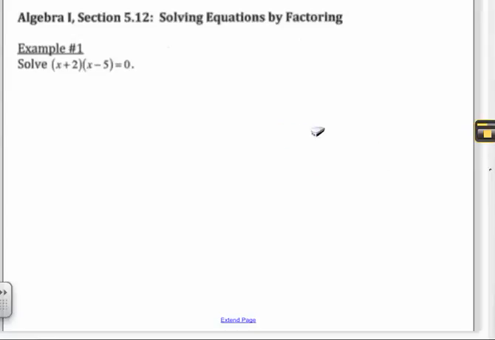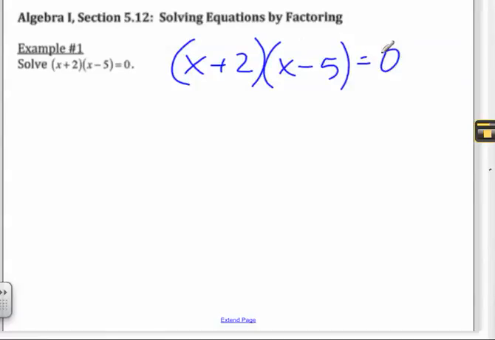Now, I've got this, and I'm going to rewrite it. x plus 2 times x minus 5 equals 0. I know that this is true if either one of them equals 0. Okay? I know that this equation will be solved if either one of these equals 0. Okay? So, Arjun, what would make the first one equal 0? If x equaled what? If it equaled negative 2, right? Negative 2 plus 2 would be 0. Okay? That would make it true.